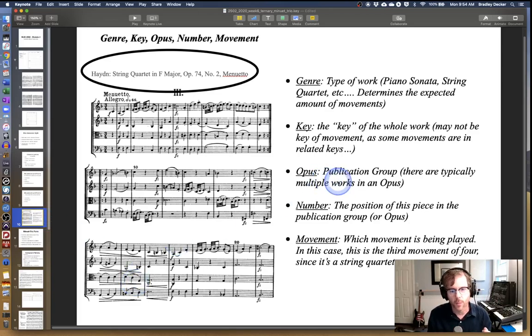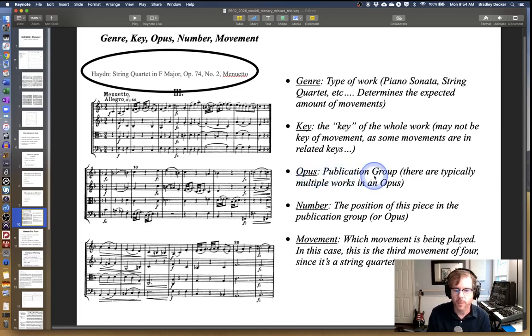And there are typically more than one work in an opus. And then your number shows in what position this group of movements is in the opus. So this is kind of a hierarchical system. And then the movement is the movement within the one number within the opus.